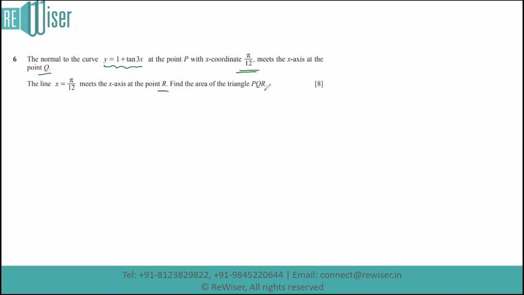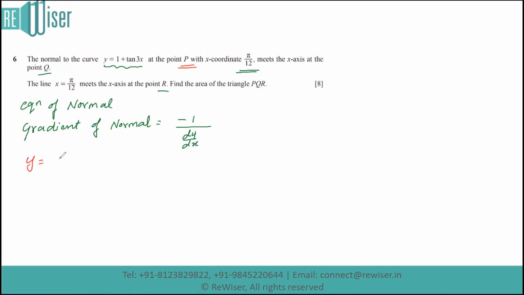In order to do that, the first thing we should do is find the equation of the normal. To find it, we need to first find the gradient of the normal. The gradient of the normal at a point would be equal to negative 1 over dy by dx at that particular point. So at point P, we need to find dy by dx.